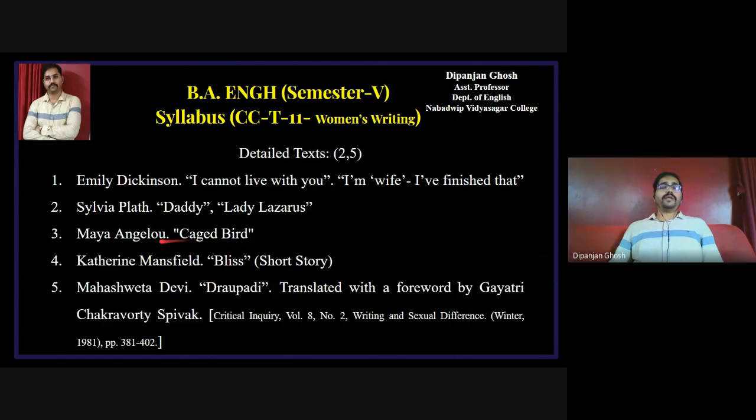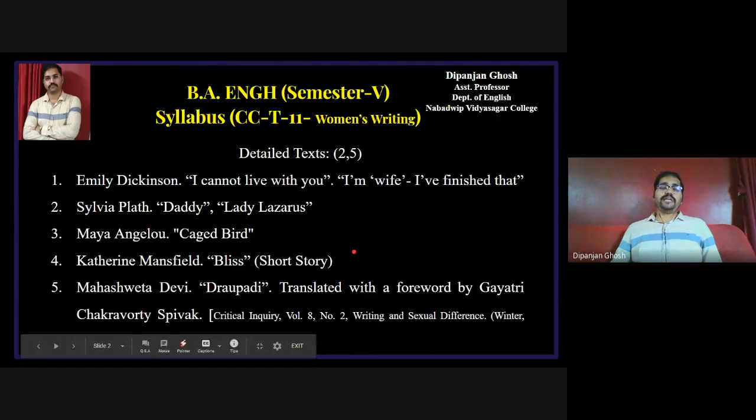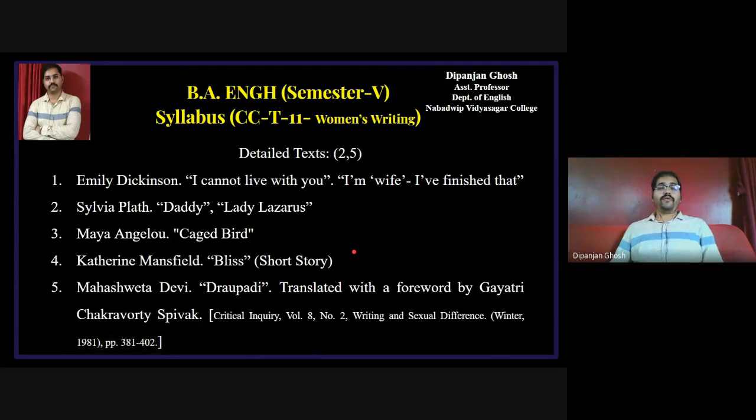One particular poem is by Maya Angelou, and the name of the poem is Caged Bird. As the name signifies, the bird can also be associated with the temperament of a female in a typical patriarchal society. The next one is Katherine Mansfield's Bliss. This particular text is not a poem, rather it is a short story. Here you can find some psychological aspects, and at the same time, the feminine attributes have been incorporated into this short story written by Katherine Mansfield.